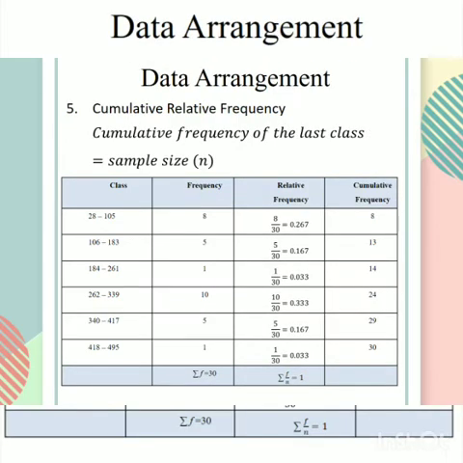The fifth is cumulative relative frequency. Cumulative frequency of the last class must equal to the sample size. The cumulative frequency of the first class is 8, and the second class is 8 plus 5 equal to 13, and the third class is 13 plus 1 equal to 14, and the fourth is 14 plus 10 equal to 24, and the fifth is 24 plus 5 equal to 29, and the last class is 29 plus 1 equal to 30.